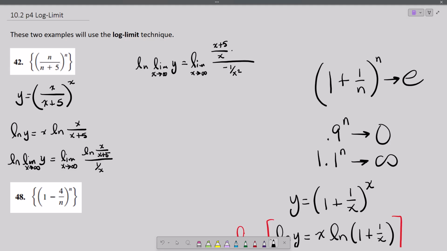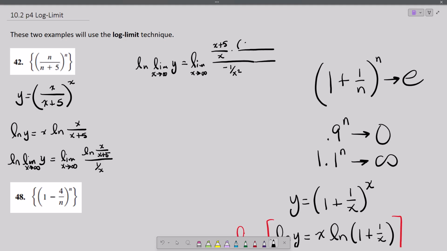Well, the inside's a quotient. How do we differentiate a quotient? We use the quotient rule. So we know we're going to have this big old gnarly looking thing here. Quotient rule. Low, d high.